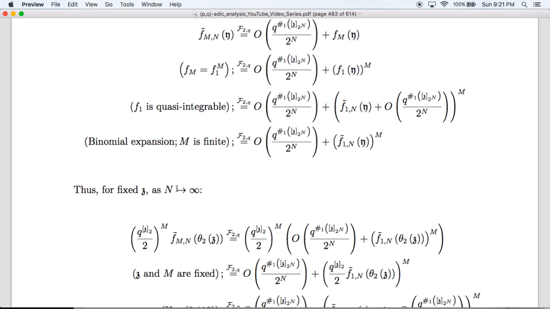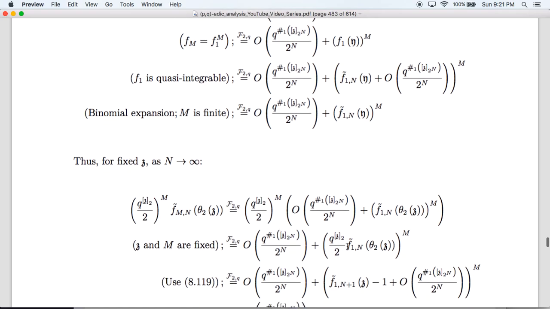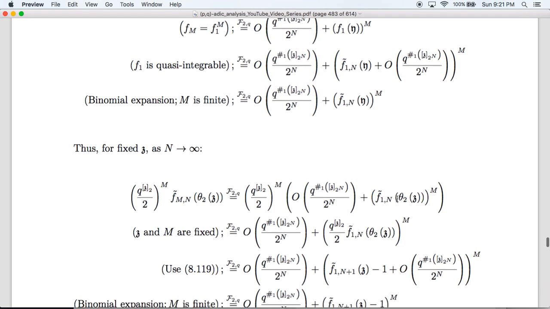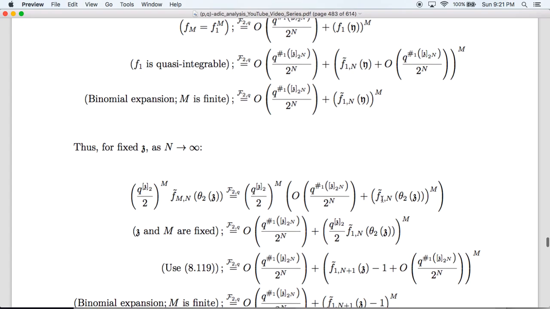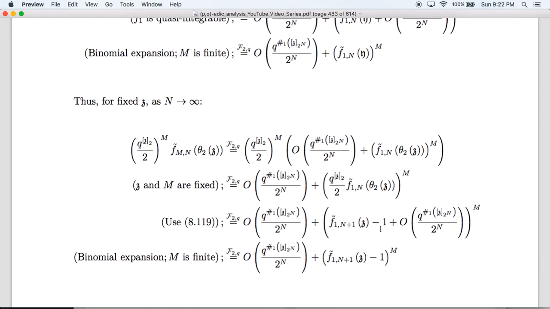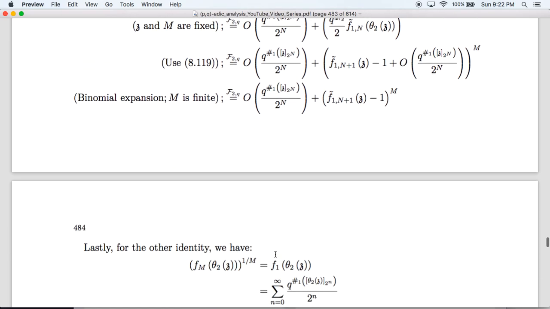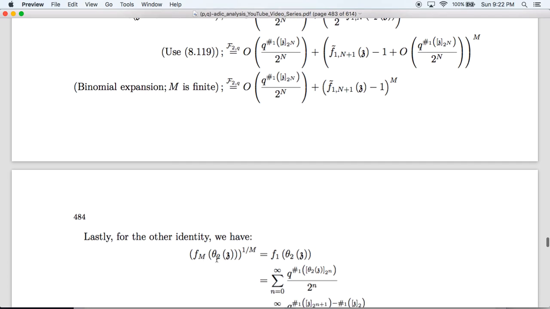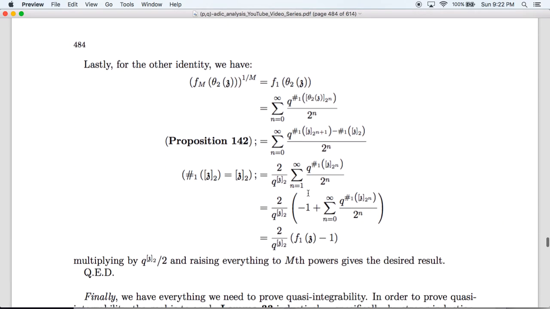And so for fixed z, as n approaches infinity, we multiply this by qz2 over 2 to the m. And then since z and m are fixed, let's see, what did we do with this part? We pull this q inside here. We then use this formula there. And then we use binomial expansion since m is finite. We then get our desired asymptotic. Lastly, for this other identity, Fm of theta 2, if we take the nth root, we get F1 of theta 2, which we can manually compute, and then putting nth powers gives us what we want.